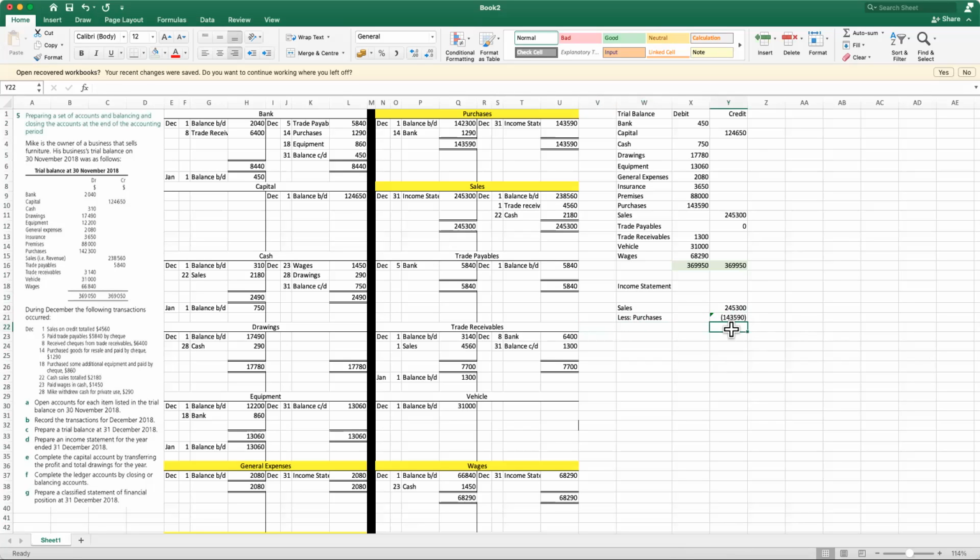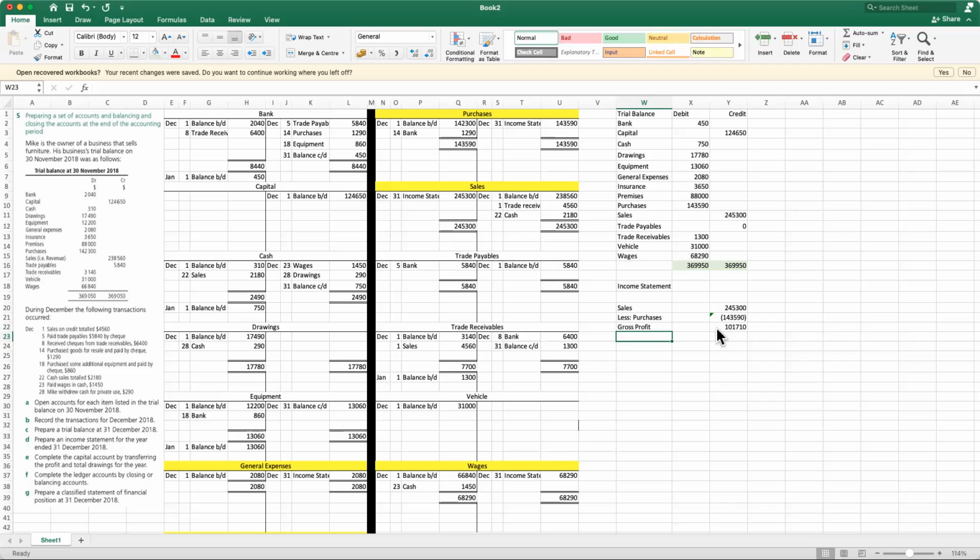So we should get our amount here. This minus this will be 245,300 minus 143,590, which is 101,710. What do we call this? Gross profit.